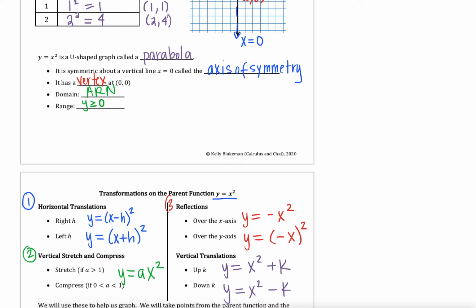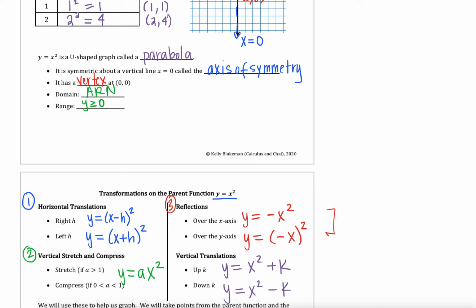Our third type of transformations is our reflections. We have two types, a reflection over the x-axis, and that's when we multiply the negative sign outside the function. So in this case, the negative sign is not being squared since it's outside that x squared. Then our second transformation is over the y-axis, and in that case the negative sign is inside the function, which is why it's inside the parentheses.